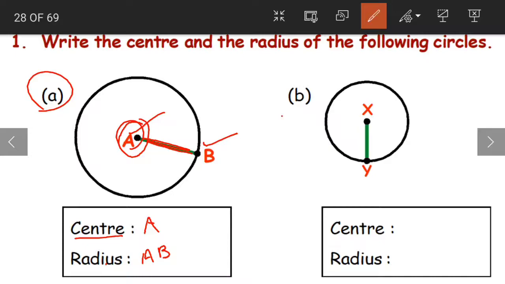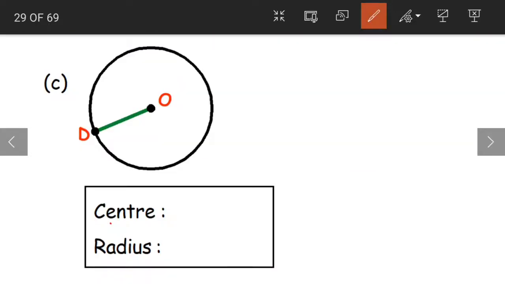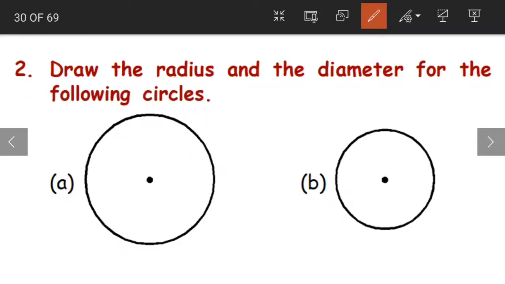Now coming to circle B. Again, what is the center? The point in the middle, that is X. And what is the radius children? Radius is this line segment that is joining the center and a point on the circle. So XY becomes the radius of the given circle. Circle C, again the center here becomes the point O and radius becomes this line segment OD. Clear? This is the center and radius of a given circle.